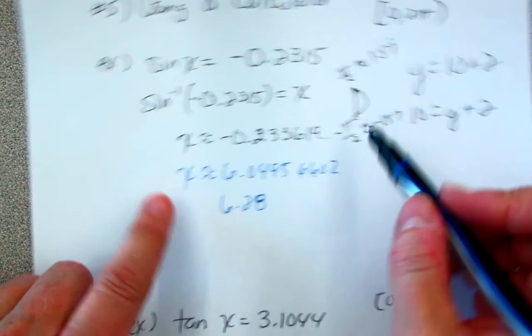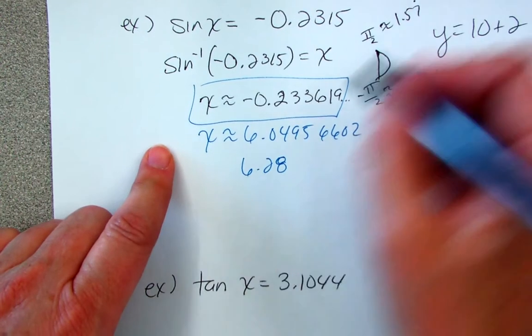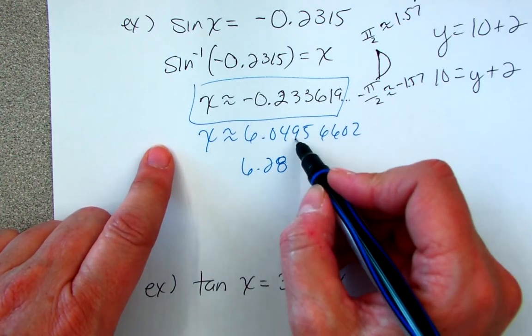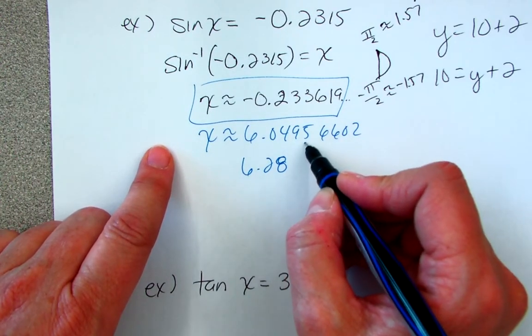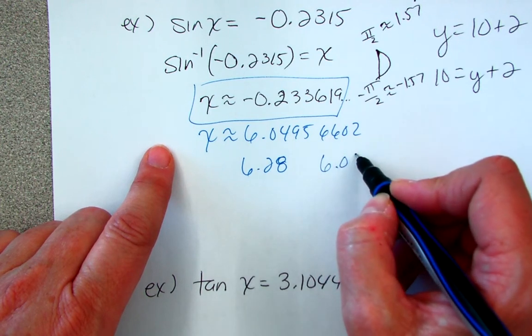So, yes, technically this is the correct answer, but I told you to do this. And if it tells you to the third place, then you look at the fourth place to tell the third place what to do. So that would actually be 6.050.